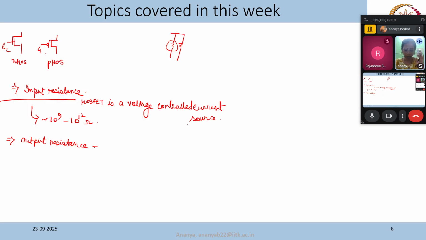Initially I was right. Sorry for this confusion. Okay, so ideally for a current source, we don't want the source itself to draw current. So the output resistance we want to be high. Let me just verify. I have studied all these things, but I don't remember very clearly.